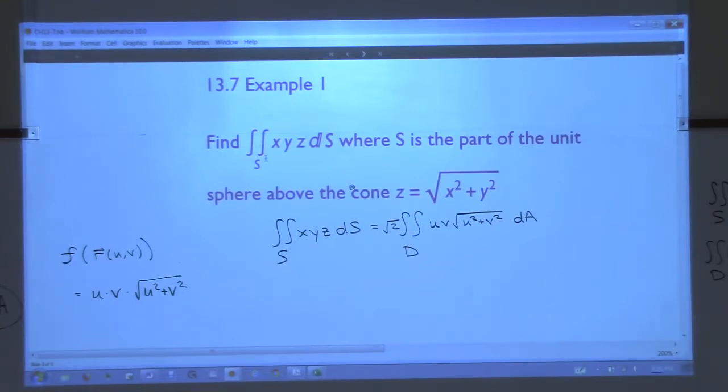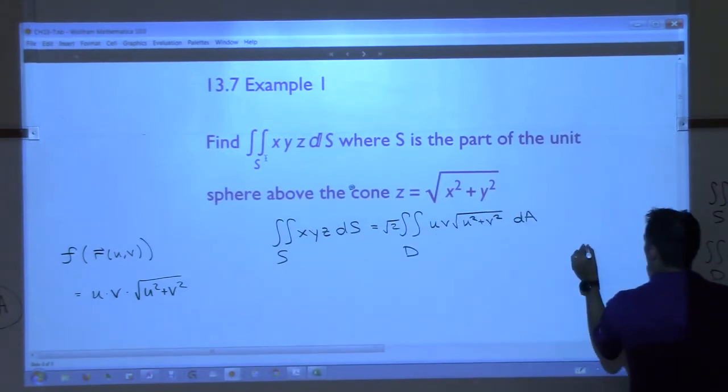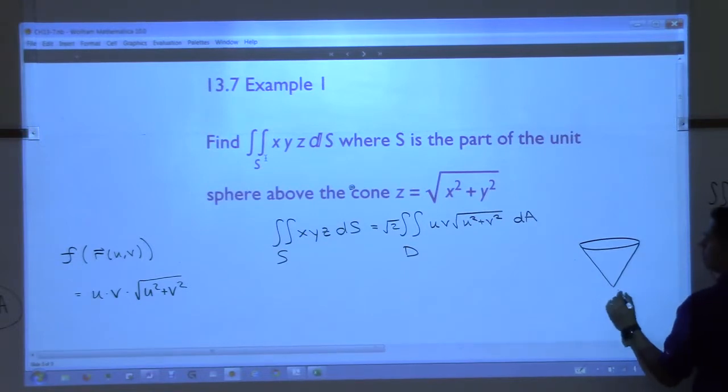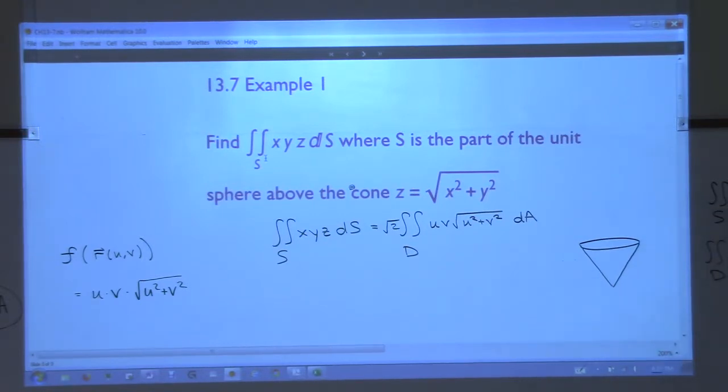Should V be between 0 and 1? Pardon? Should V be between 0 and 1? Where are you getting that from? So it's like you're looking at the cone. It starts at the origin, right? Mm-hmm. And it goes up and it meets the sphere at the very top, because the top is rounded, right? It's not flat, because it has to meet that sphere. Yeah. And the radius of the sphere is 1, so the highest it can be is 1.